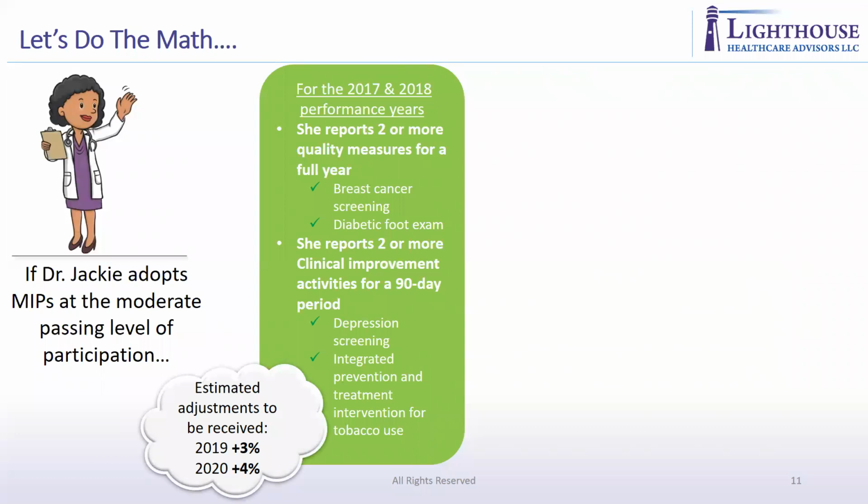This results in the following adjustments. In 2019, she received a positive 3% adjustment, and in 2020, a positive 4% adjustment. And those were received after all of the composite scores came together and she was compared against her physician peers.